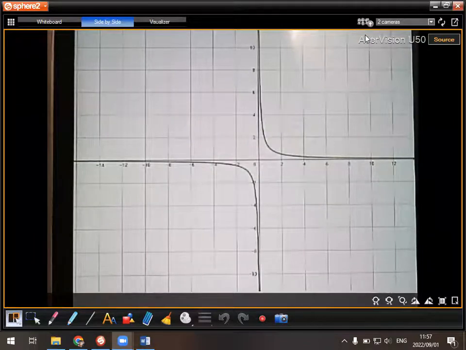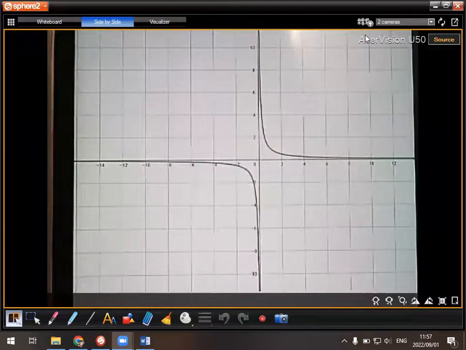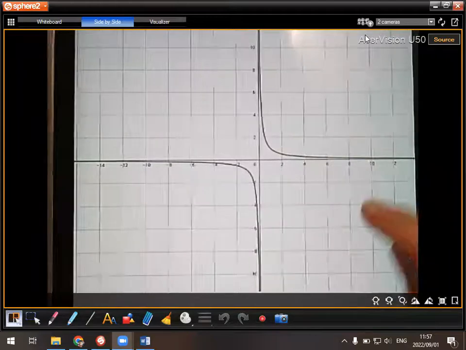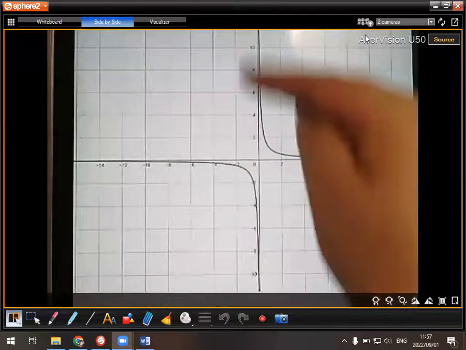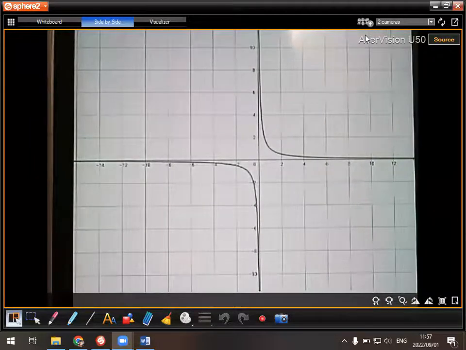Thank you, Josh. The same thing happens with the y-axis as well. All right, I'm not going to go through that whole spiel again. You'll just have to take my word for it, but the same thing happens there. This graph on that side goes infinitely close to the y-axis, but doesn't touch it.